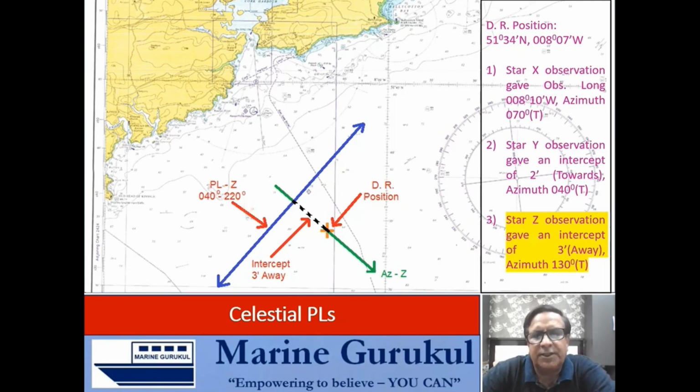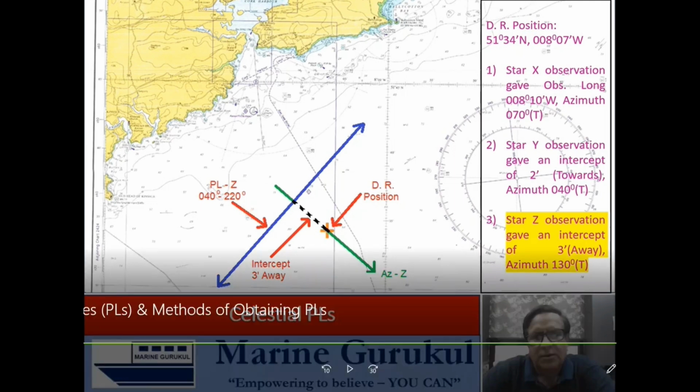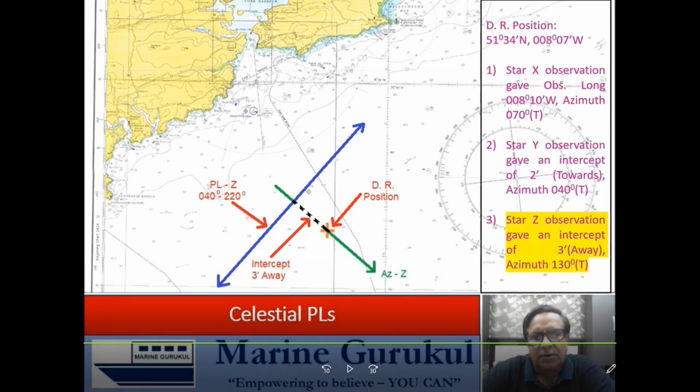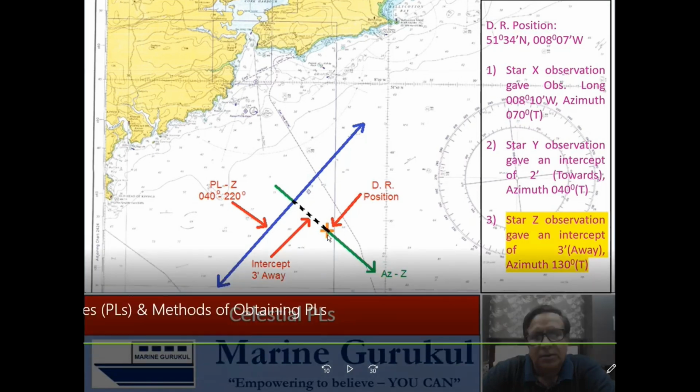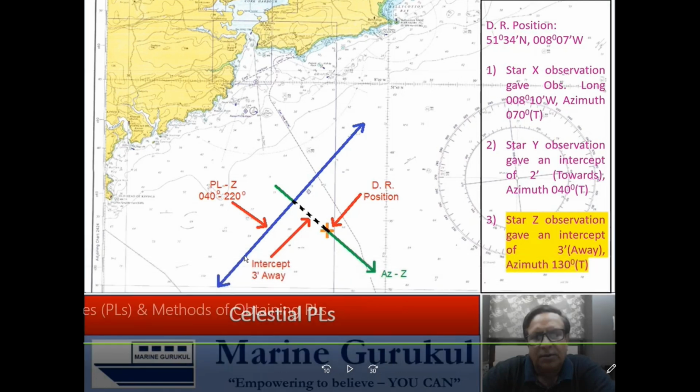So through these couple of examples, I hope it's clear to us. So this is another intercept example, beta, where the intercept was away. So same way it has been plotted. You mark off the DR position, you go away from the body, the same distance as the intercept. That gives you the ITP and you can draw the PL perpendicular to the azimuth. So many of the chart work questions have these positions given to you by way of the celestial PLs. So you may need to plot and draw these celestial position lines on the chart.